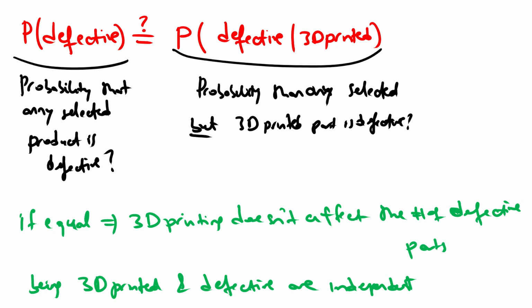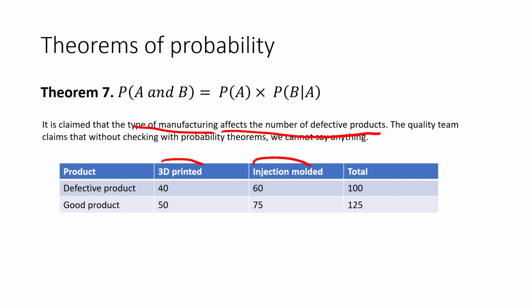Let's first start from the easiest one. What is the probability of something being defective? Let's do that. Probability that something is defective. So let's go back. How many defective products do we have? 40 here and 60 here. Total we have 100 defective products.